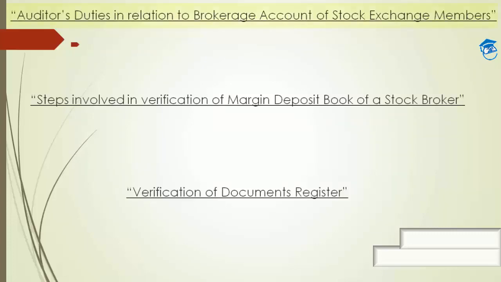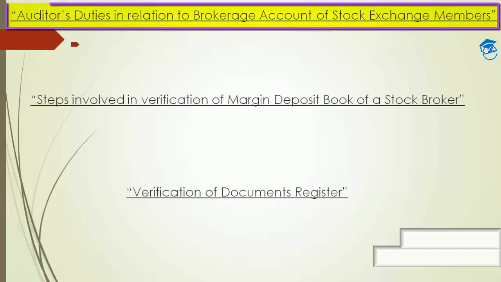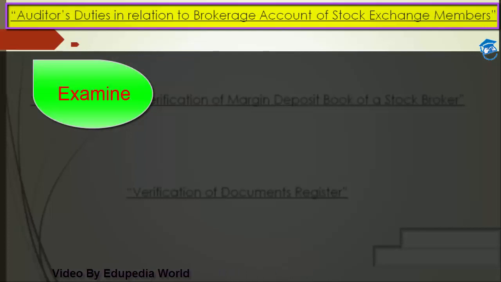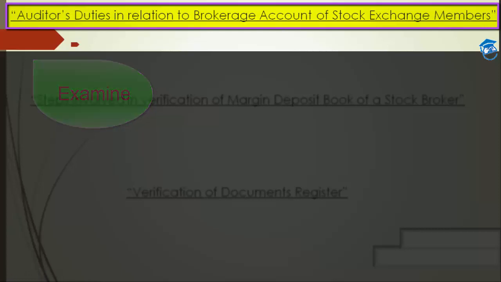And this is about the three major topics which I wanted to cover as a short matter of note, because now I'm going to cover only the miscellaneous part. Number one is auditor's duties in relation to brokerage account of stock exchange members. So what all will be covered under auditor's duties with respect to brokerage account of stock exchange members? Number one, we need to examine whether at the end of each settlement brokerage income is credited to the brokerage account in general ledger or not.